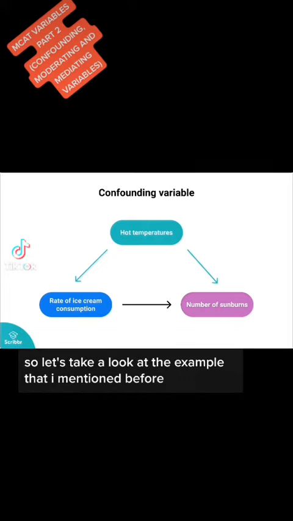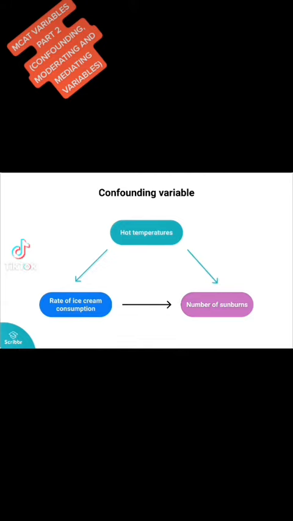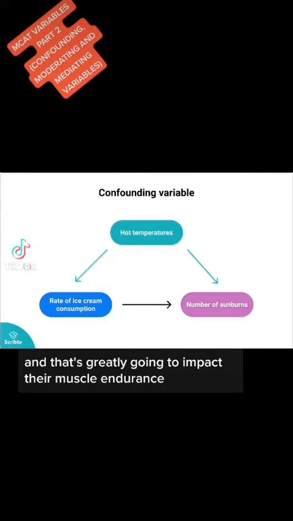So let's take a look at the example that I mentioned before about the cyclists that were being tested by researchers, and they were looking for the effects of caffeine on endurance. So a confounding variable here would be, let's say that out of two groups of subjects, one group you make them bike at 2 a.m. and the other group you're going to make them bike at 2 p.m. And obviously the ones at 2 a.m. that are biking are going to have a disturbed circadian rhythm, and that's greatly going to impact their muscle endurance.